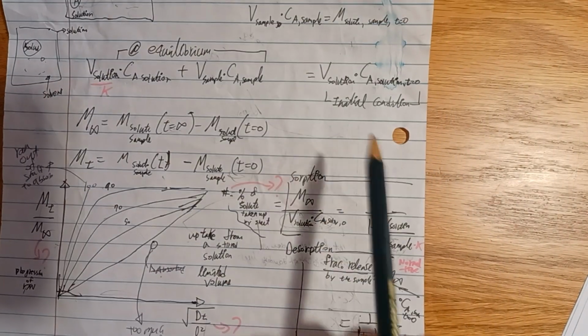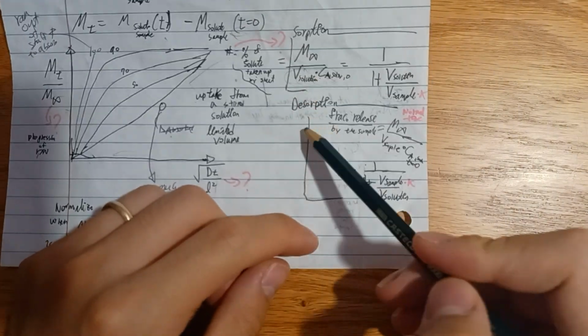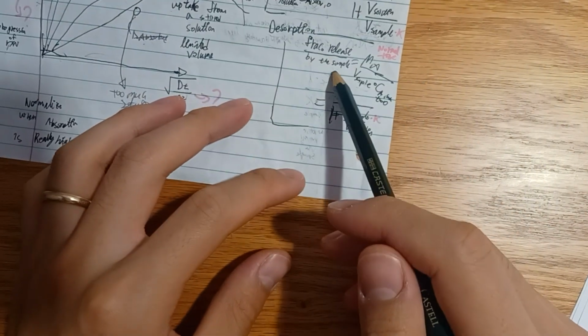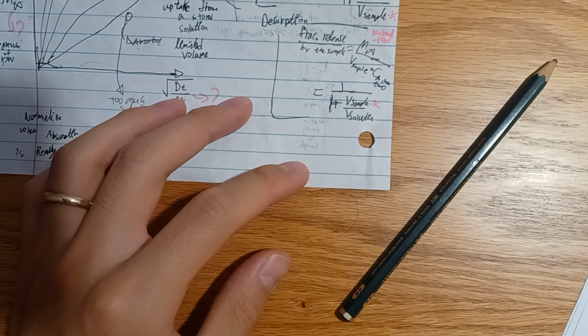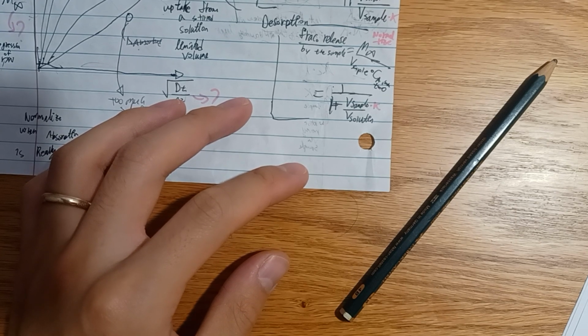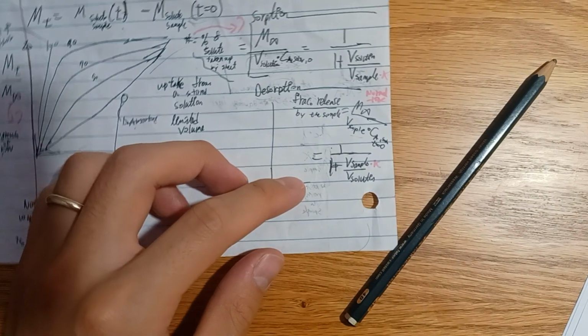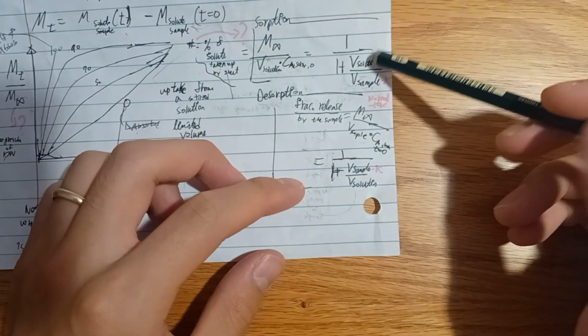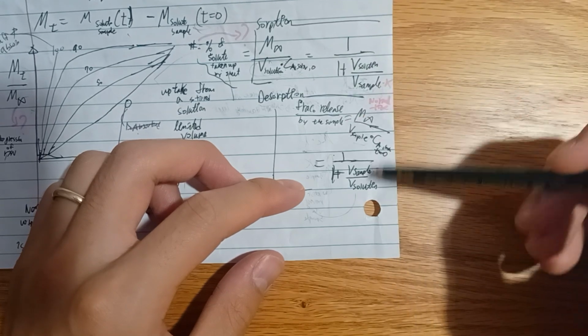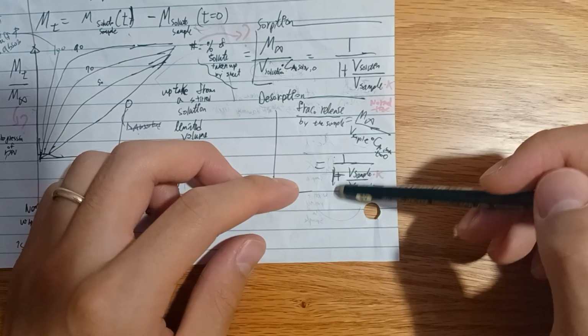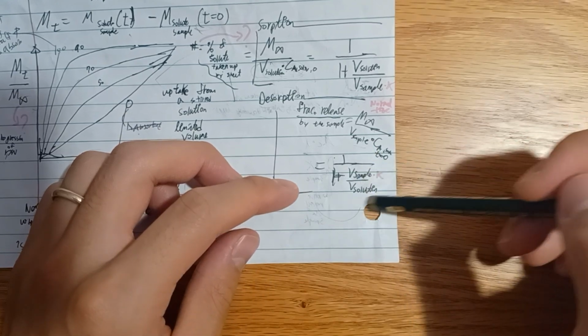So that was for the sorption case, when it's absorbing stuff. And desorption is just the opposite. So the fraction of the release by the sample is defined by the M infinity over the volume of sample times the concentration of A in the sample at time 0. And we can represent each sorption and desorption by 1 over 1 plus V solution over V sample, and desorption is just the opposite, so V sample over V solution.